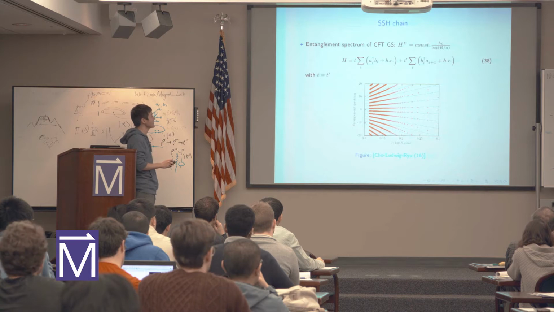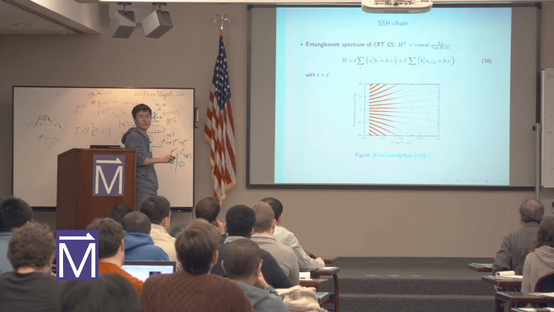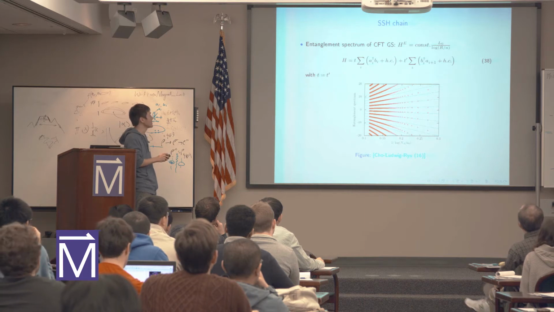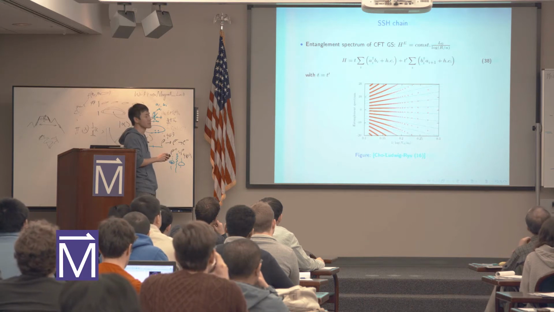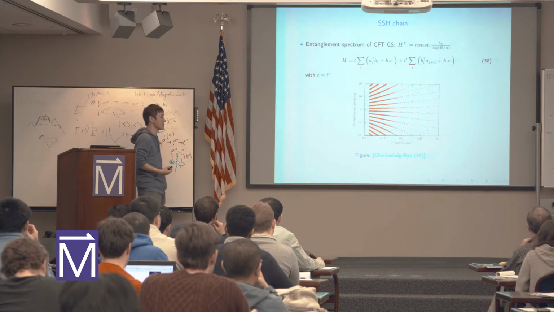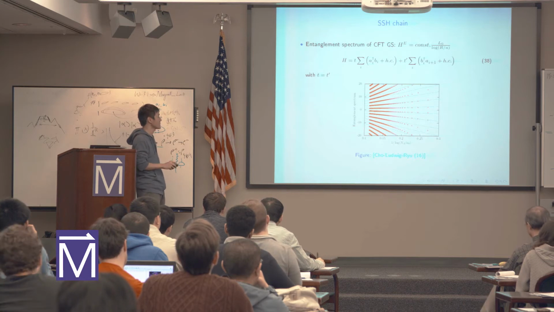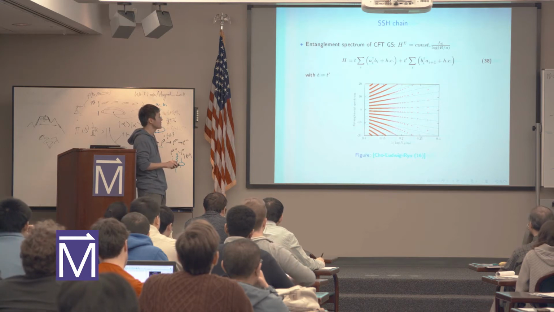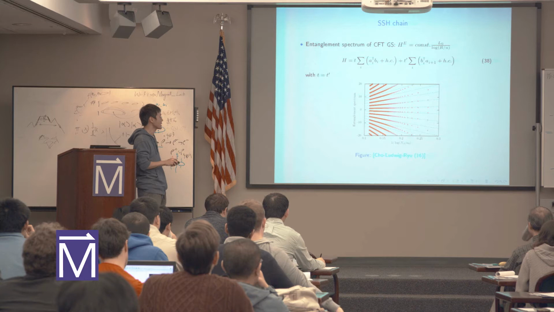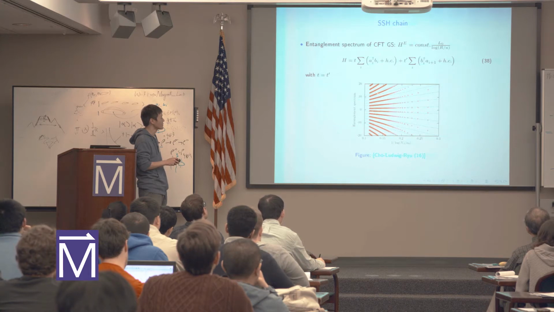Once again, I take this SSH model, but I now focus on the critical point where t is equal to t prime. So it's a conformal field theory, the simplest non-interacting conformal field theory. If you plot the eigenvalues of the entanglement spectrum for large enough subsystem size, we could see this log r scaling.